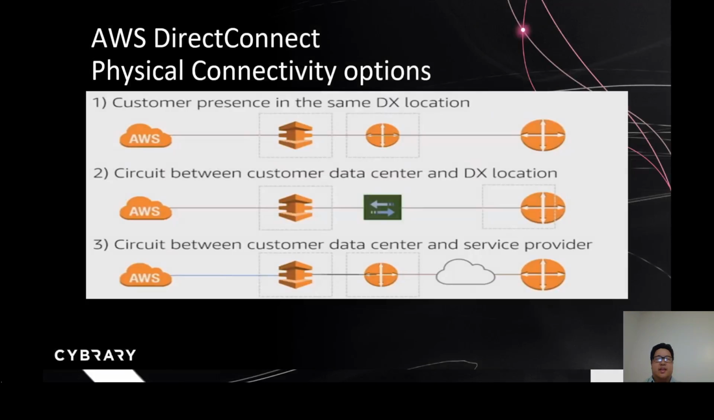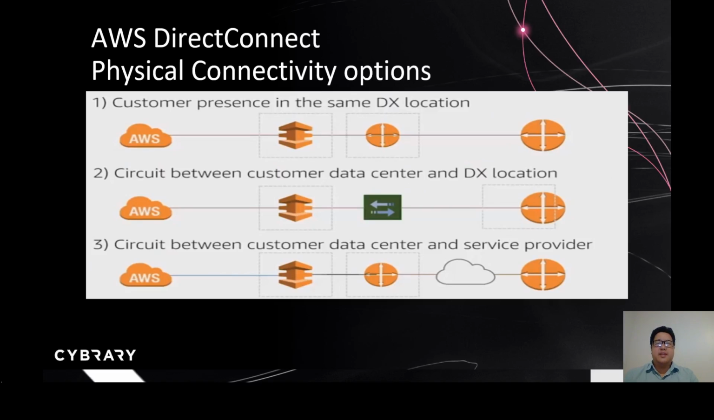AWS Direct Connect physical connectivity options are as follows: customer presence in the same DX location, circuit between customer data center and DX location, and circuit between customer data center and circuit provider.